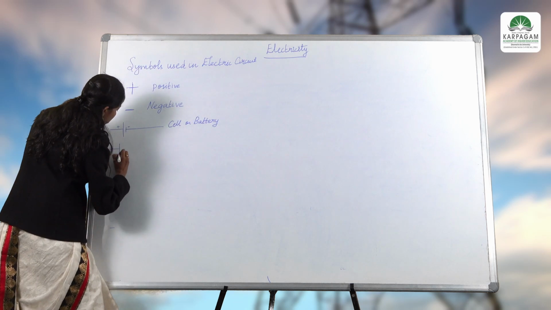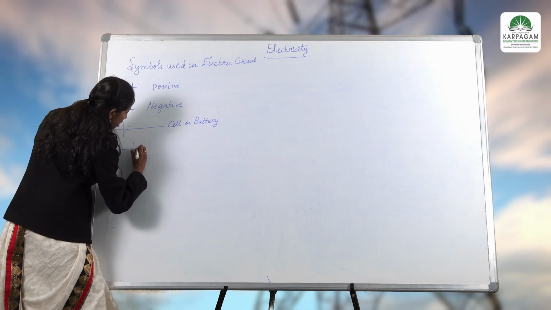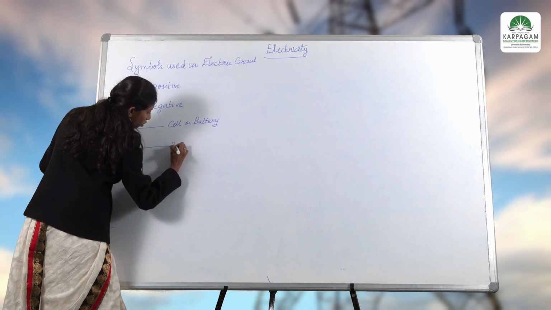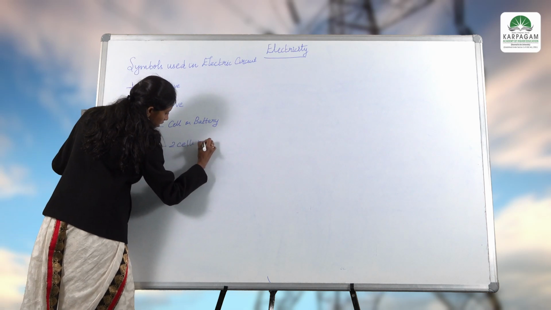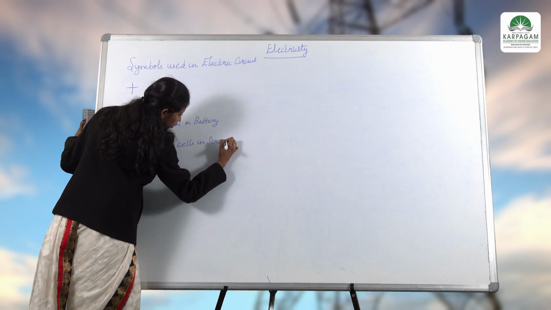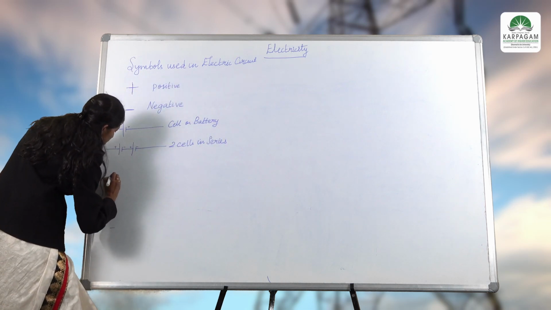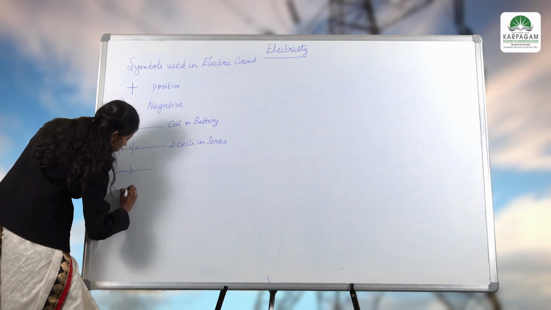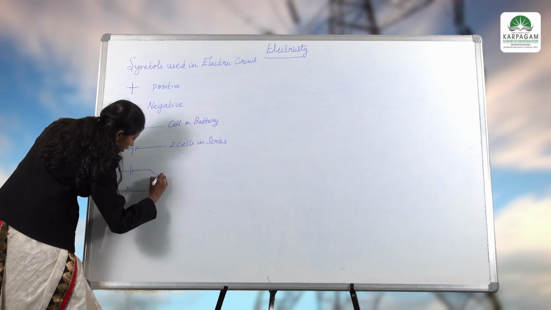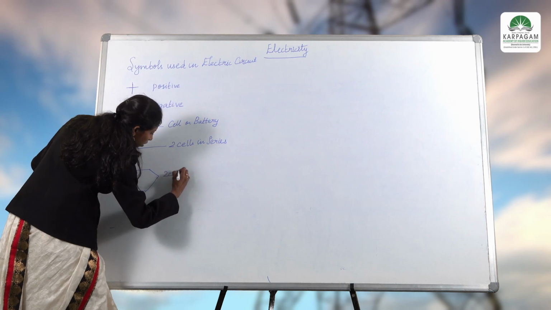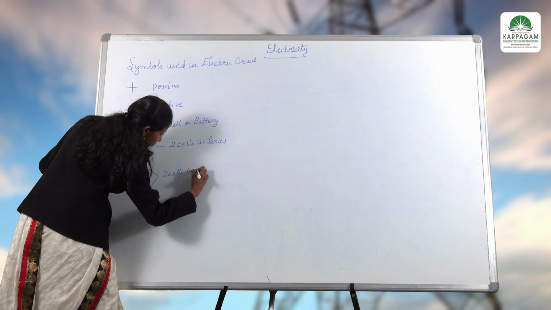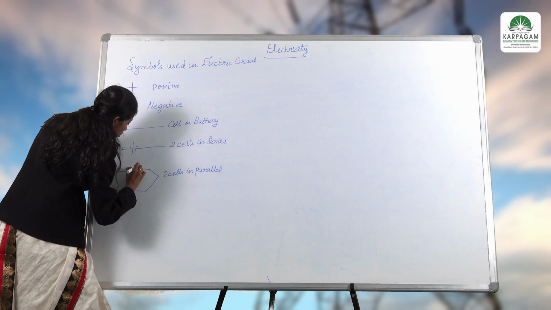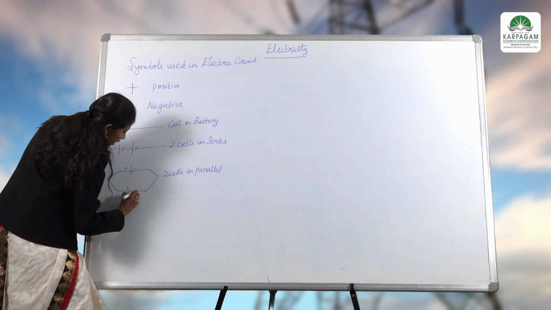And this has been connected like this. We can say it is a series combination of cells, or two cells that have been connected in series. And the next thing is, we can connect this in parallel also. When it has been connected like this, we call it two cells in parallel. So this is positive and negative, this is positive and negative.